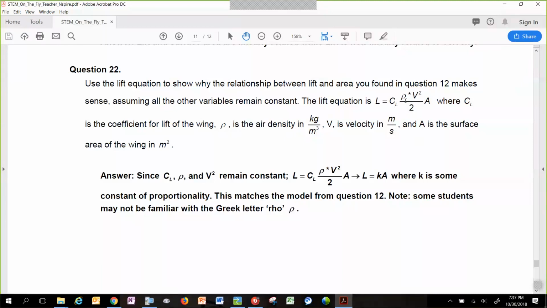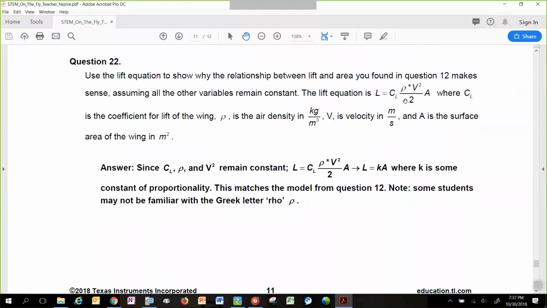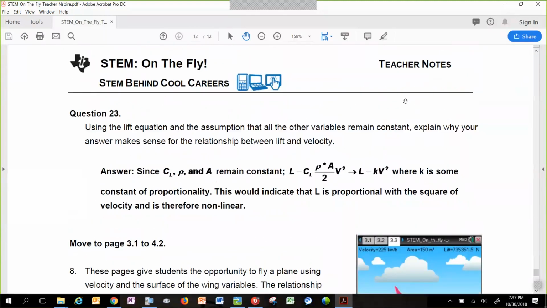So that's an interesting way of looking at it: what does this equation look like, and can we make a claim about it? The next question is the same idea: can you explain why velocity and lift have that same sort of relationship, that they're nonlinear? Well, if we hold rho, the surface area, and the coefficient of lift constant, L is related to velocity as v squared. So lift is proportional to the square of velocity, and that's not a linear relationship. Students can see and explain that.